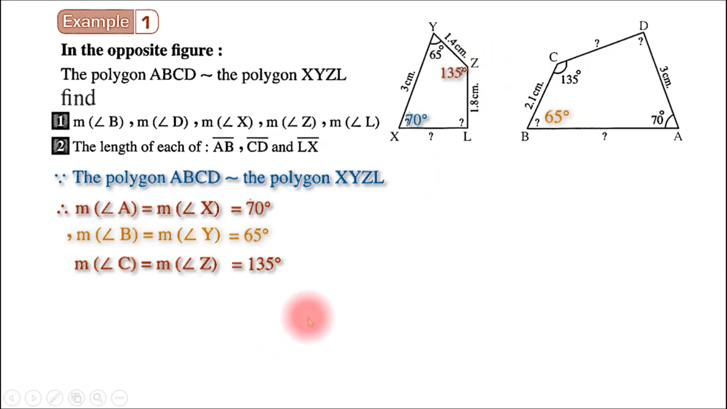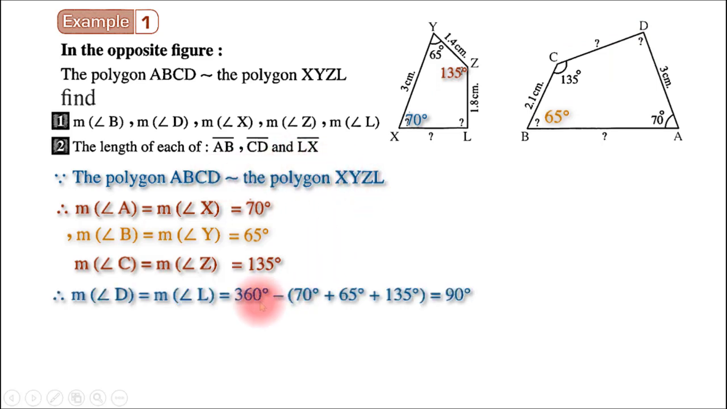And we know that the sum of all angles of any quadrilateral equals 360. Therefore, the measure of angle D equals the measure of angle L, which equals 360 minus (70 plus 65 plus 135), which equals 90 degrees.